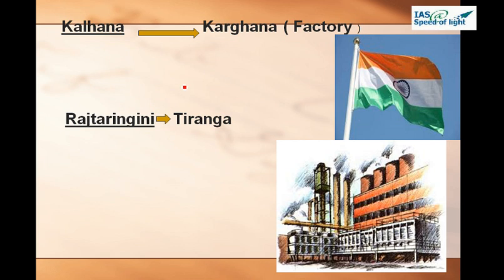Kalhana was a writer, and Kalhana becomes Karkhana, or factory. Now see a factory in front of you. Raj Tarangini. So Kalhana was the author and he wrote Raj Tarangini. Tarangini becomes Tiranga. Tiranga, our tricolor flag.